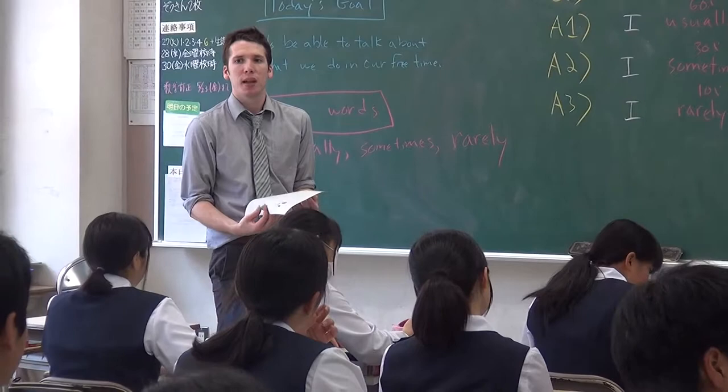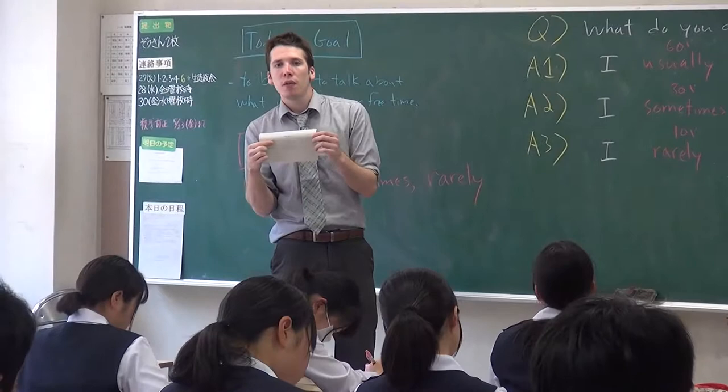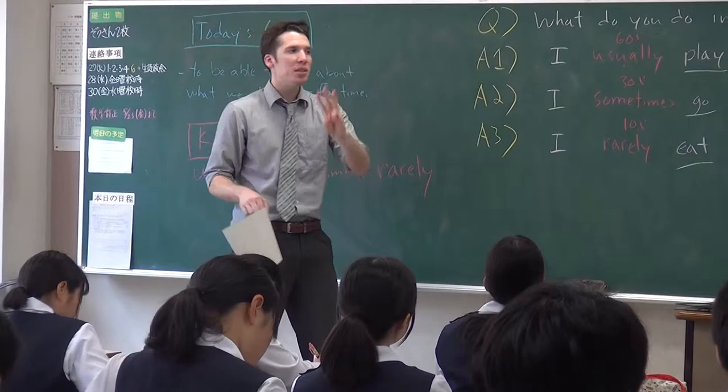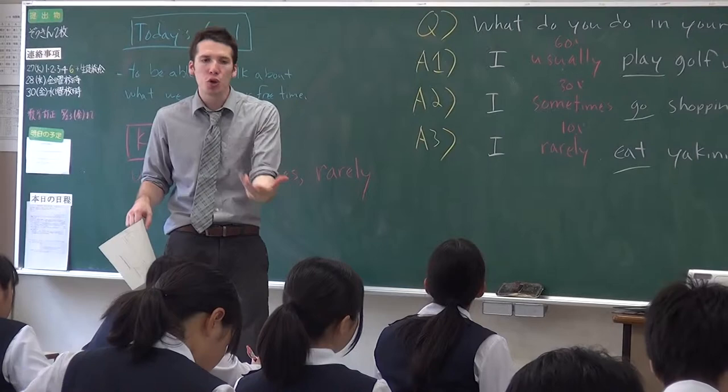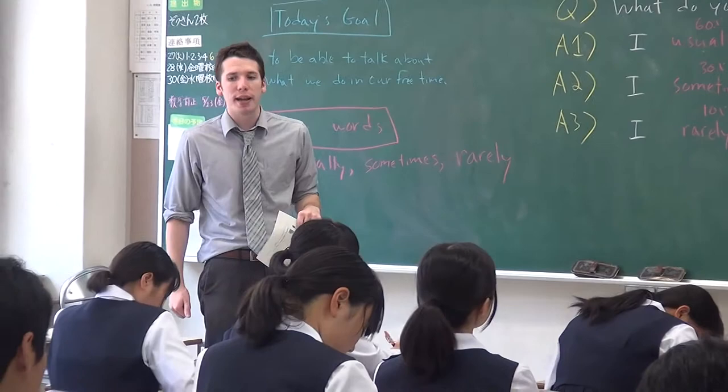Alright. Let's move on. So please now look at the bottom of your worksheet, the you try section. From now, I want you to write down three sentences using today's keywords, okay? So please write down what you do in your free time, okay? Does everyone understand? All right, so let's take 4 minutes and write down what we do in our free time.